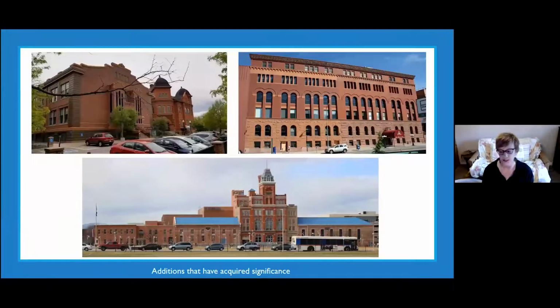Some examples of buildings here in Denver that have acquired significance, such as Dora Moore, built in the late 19th century, but with a gymnasium and other additions added in the early 20th century. Those are now part of the history of the school as well. So it would not be appropriate to remove those additions. We also have Denver Athletic Club. We have the Tivoli, buildings that have evolved over time and that have additions that have acquired their own significance.